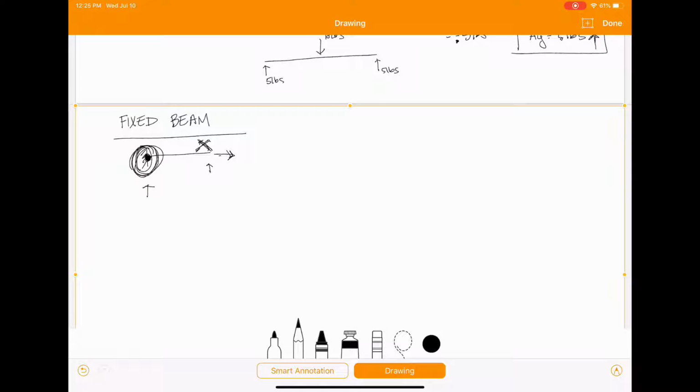So if we were to draw a free body diagram of a fixed beam, you would draw your beam. It can't move in the Y direction. It can't move in the X direction. And it also can't move in rotation. So you're going to have a reaction Y, a reaction X, and a moment reaction on a fixed beam.